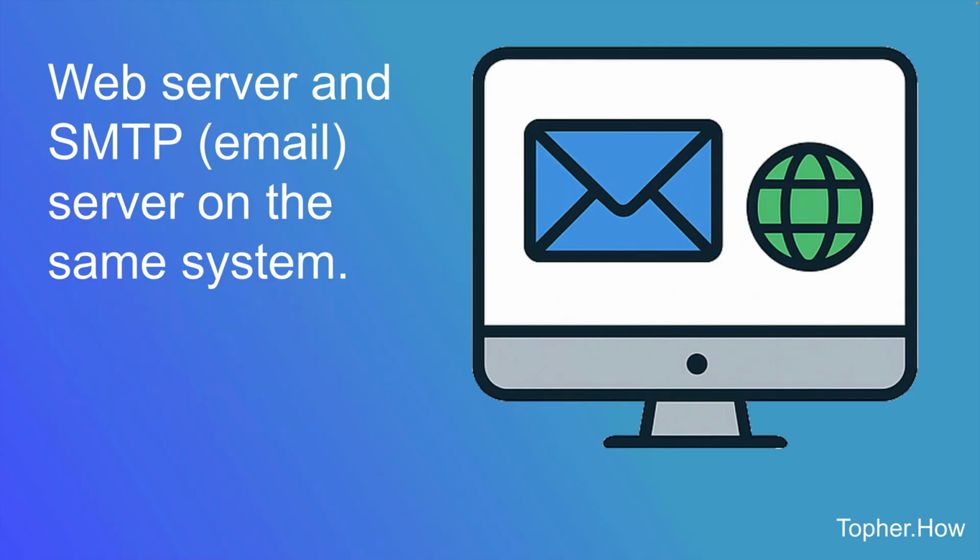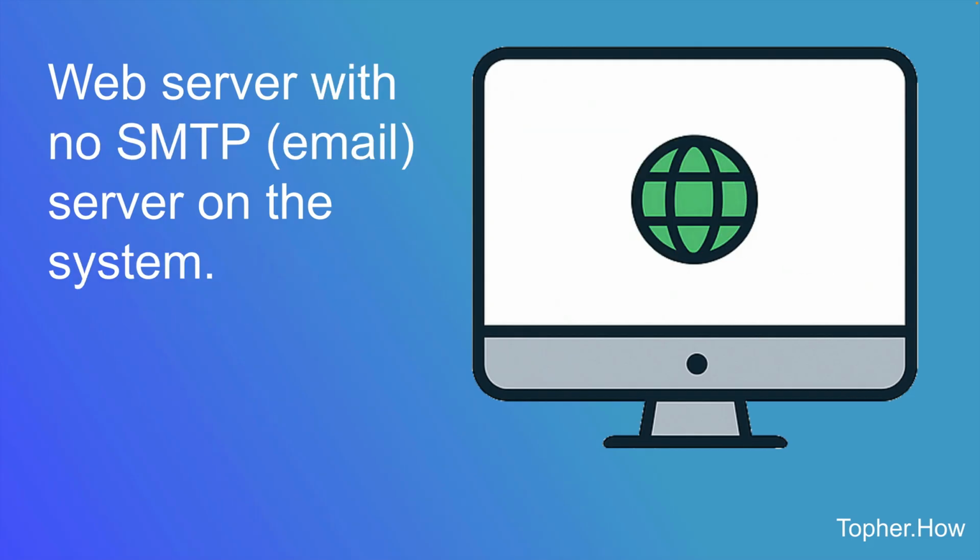Now, if you're accustomed to your WordPress site just being able to send email, that's because there's usually a web server and an SMTP server on the same system. They're installed next to each other, and they can talk to each other. If your site cannot send email, it's probably because there's no SMTP server on the same system.